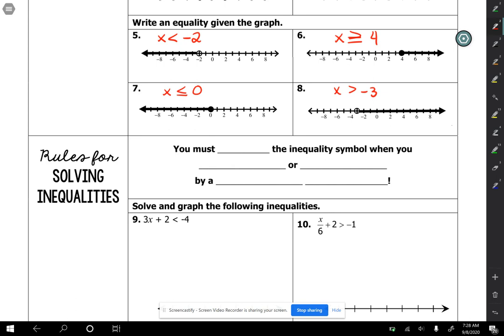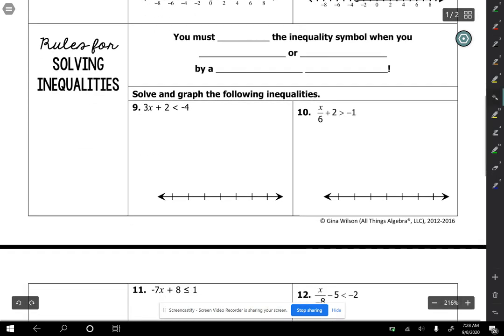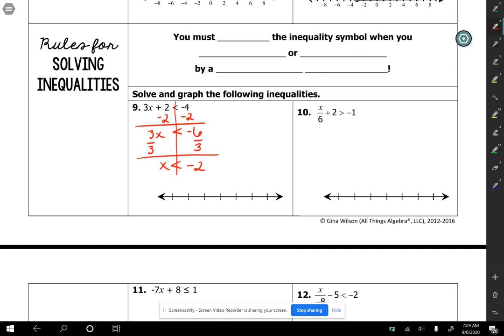Okay. Now let's work on solving inequalities. I put my line down my symbol just like you would with an equation, and I'm going to solve this the exact same way. Notice that my sign stayed a less than every single time.